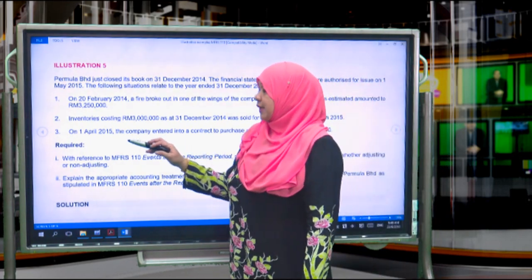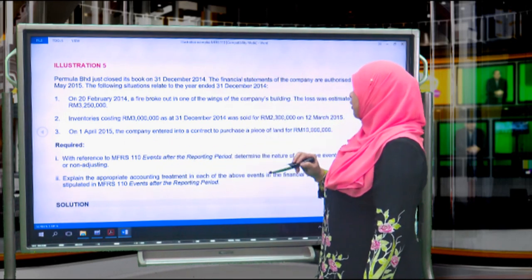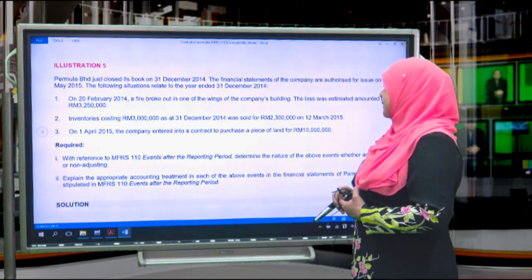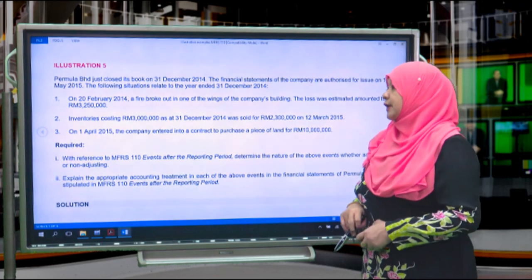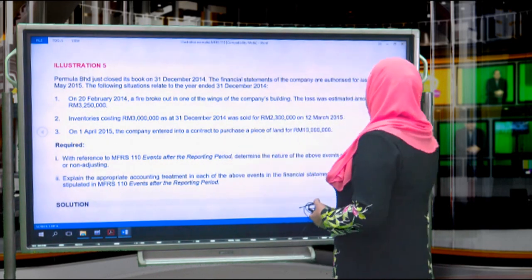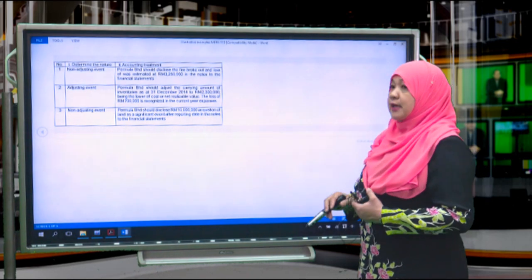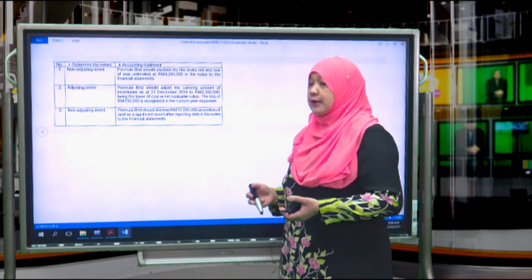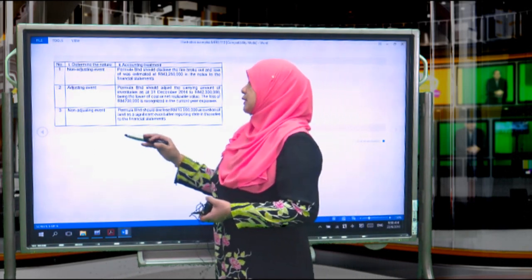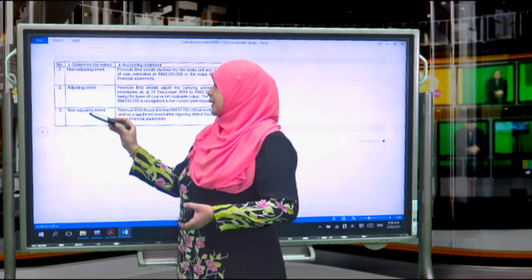Number 3, on 1st April 2015, the company entered into a contract to purchase a piece of land for 10 million. Now this one is regarding a purchase of land of 10 million. Alright, so whether this is an adjusting or non-adjusting event. Now when it involves a purchase of land, entered into a contract of purchase of land, they have just only entered a contract. It has not been fully transacted yet. So this is considered as a non-adjusting event. Okay, as a non-adjusting event.